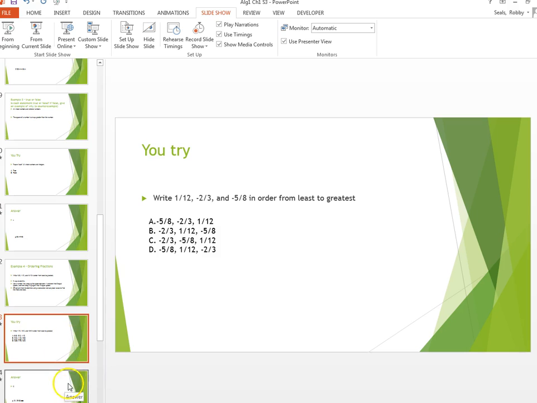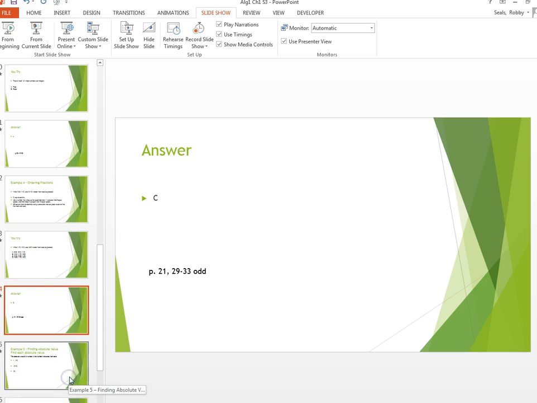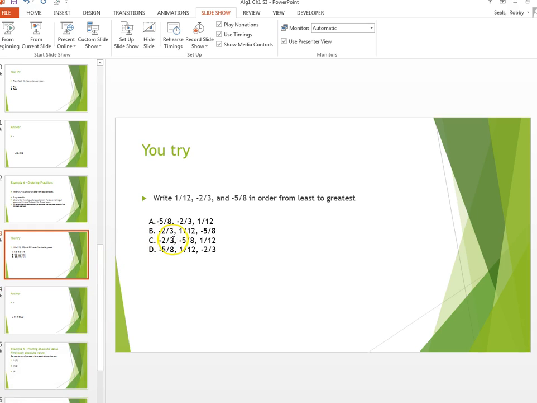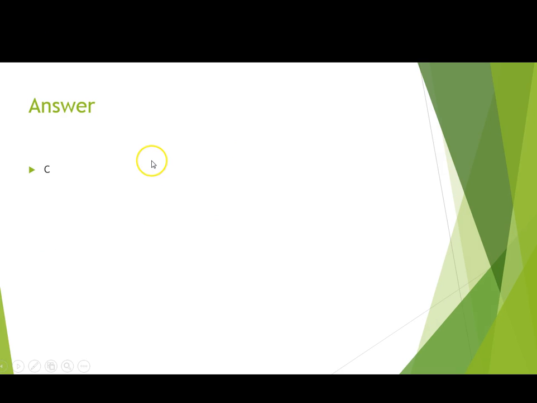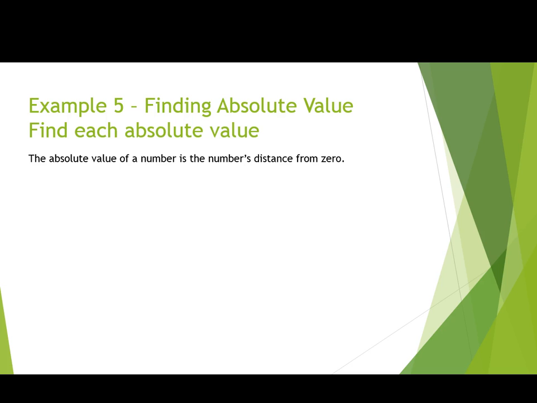Okay, the answer to the previous one was C, which is negative 2/3 is the least, negative 5/8 is next, and 1/12 is the greatest. So you want to do page 21, 29 through 33 for practice on those. Example 5, finding absolute value. The absolute value of a number is the number's distance from 0.